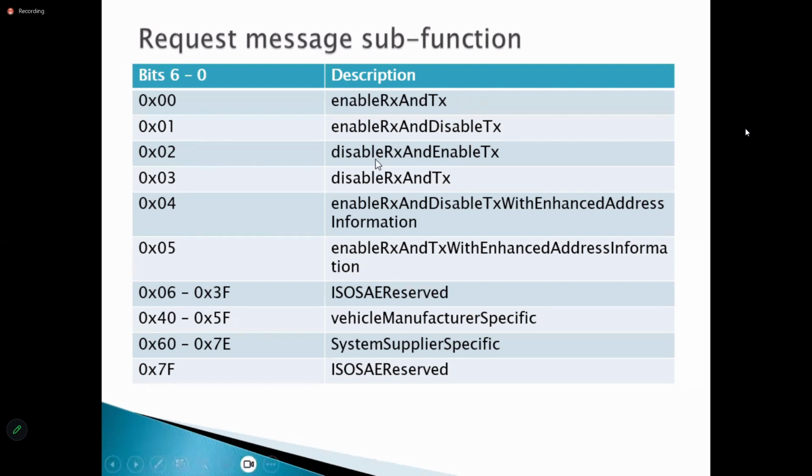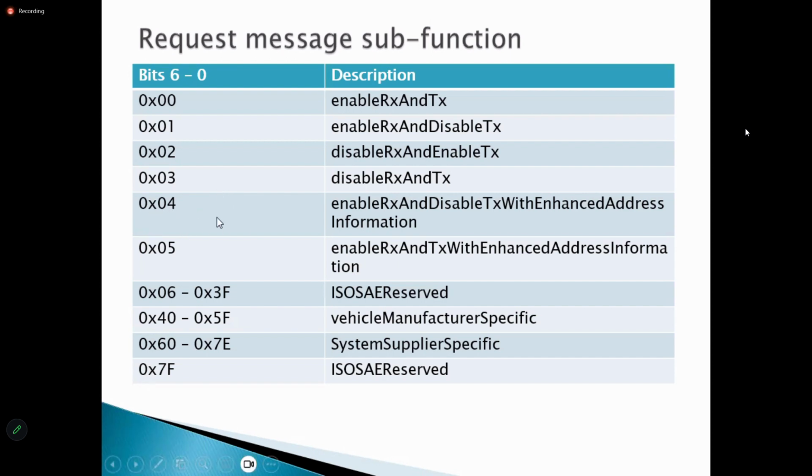02 sub function is for disable Rx and enable Tx. So if 02 sub function is sent, then receive will be disabled, but the ECU will start transmitting messages. It will transmit messages, but it will not receive any messages. Understood? And 03 is for disable Rx and Tx. Both reception and transmission will be disabled. Understood, guys?